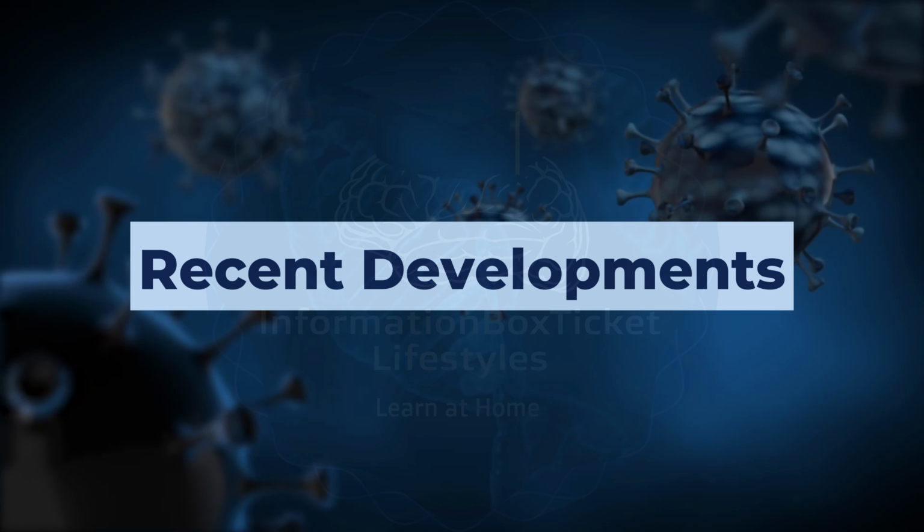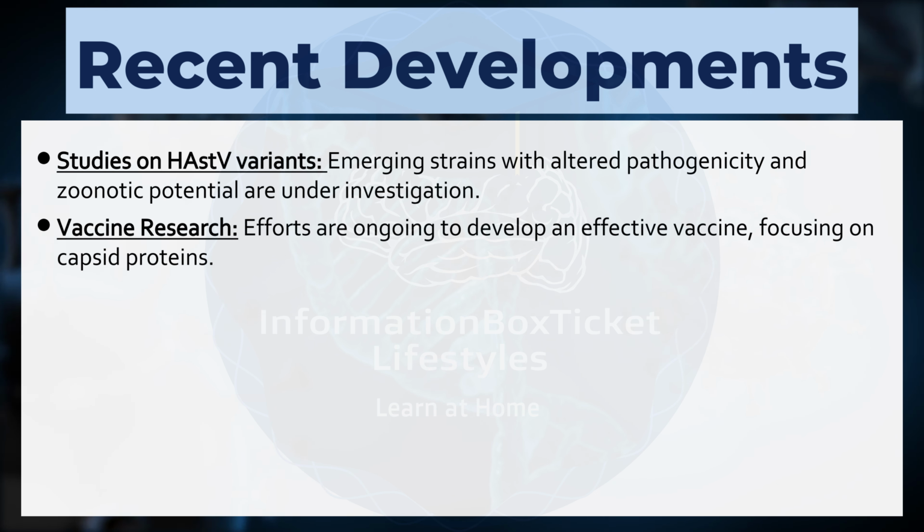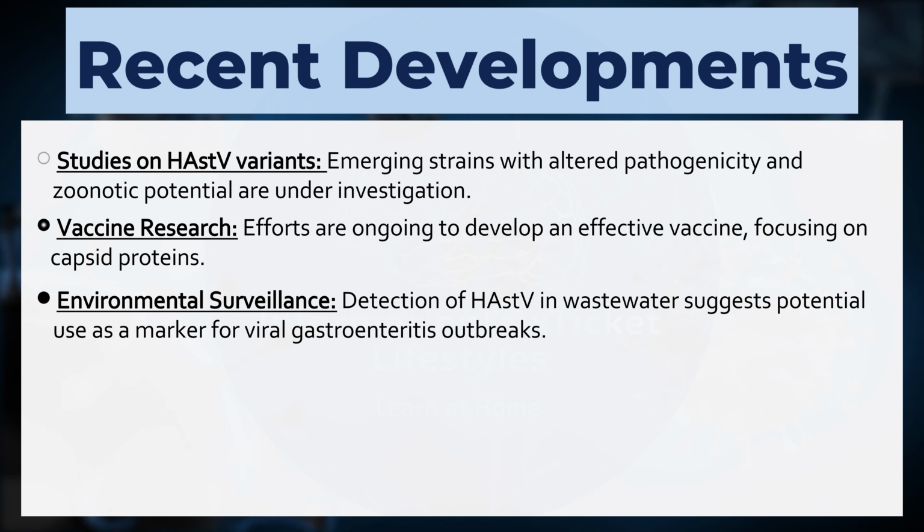Recent developments. Studies on human astrovirus variants, emerging strains with altered pathogenicity and zoonotic potential are under investigation. Vaccine research. Efforts are ongoing to develop an effective vaccine focusing on capsid proteins. Environmental surveillance. Detection of human astrovirus in wastewater suggests potential use as a marker for viral gastroenteritis outbreaks.